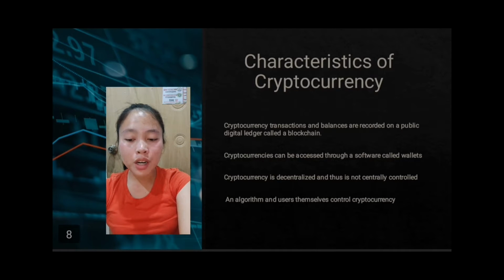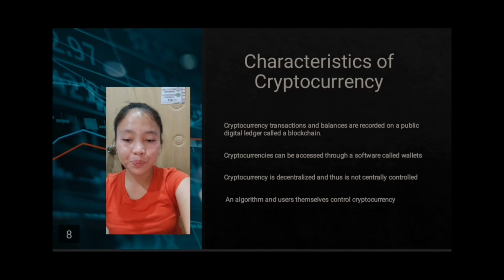Second, cryptocurrency can be accessed through software called wallets. So, a cryptocurrency wallet is a device that stores your cryptocurrency keys and allows you to access your coins. Third, cryptocurrency is decentralized and thus is not centrally controlled.